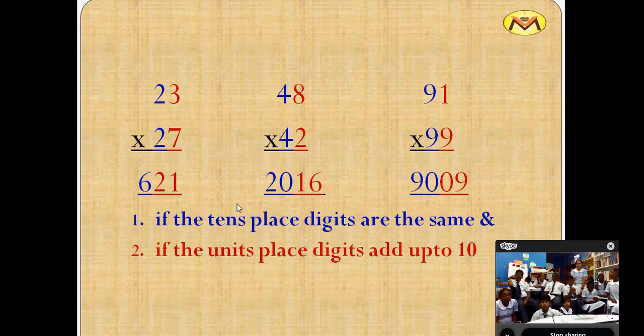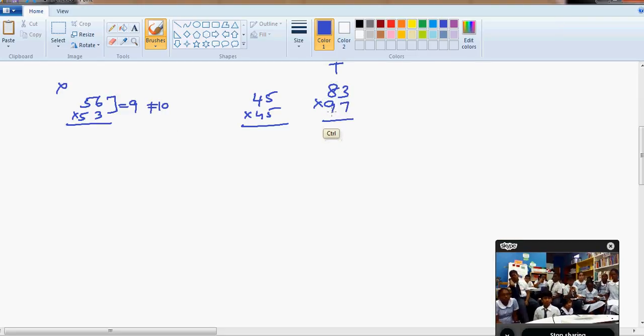So the first condition was that the tens place digits should be the same, 9 and 9, 4 and 4, 2 and 2. So that was the first condition. Do we have the condition satisfied over here? 8 and 9. Not the same. So we cannot use this technique.